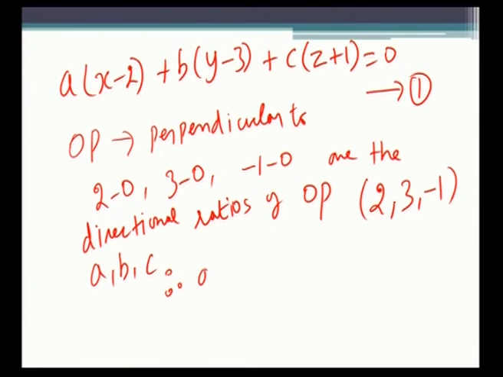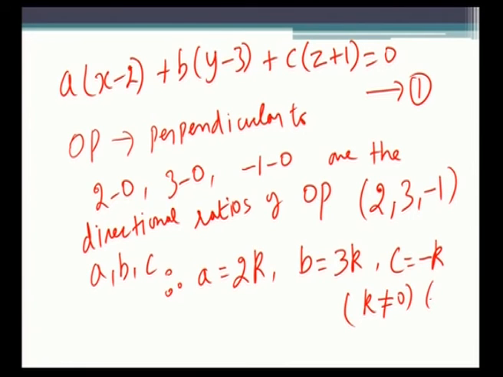Therefore, we will get a is equal to 2k, b is equal to 3k and c is equal to -k. Since these direction ratios are proportional to a, b, c, we got these values a is equal to 2k, b is equal to 3k and c is equal to -k, where k should not be equal to 0 and the value of k must be a real number. Now, substitute the values of a, b, c in equation 1.